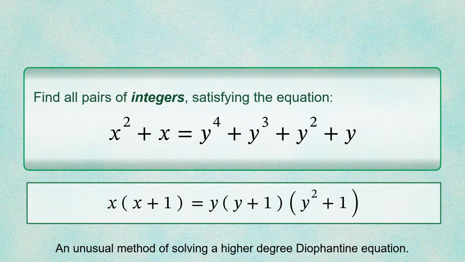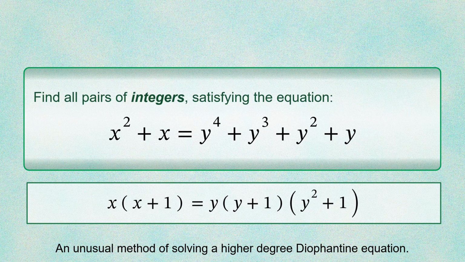So, for a given value of y, we evaluate the right-hand side, represented as the product of two consecutive integers, and immediately find the value of x. Amazingly enough, the right-hand side also allows factorization, which also contains a product of two consecutive integers. A nice picture is spoiled by the third factor, y squared plus 1. However, since this factor is always positive, we can equate each side to 0.